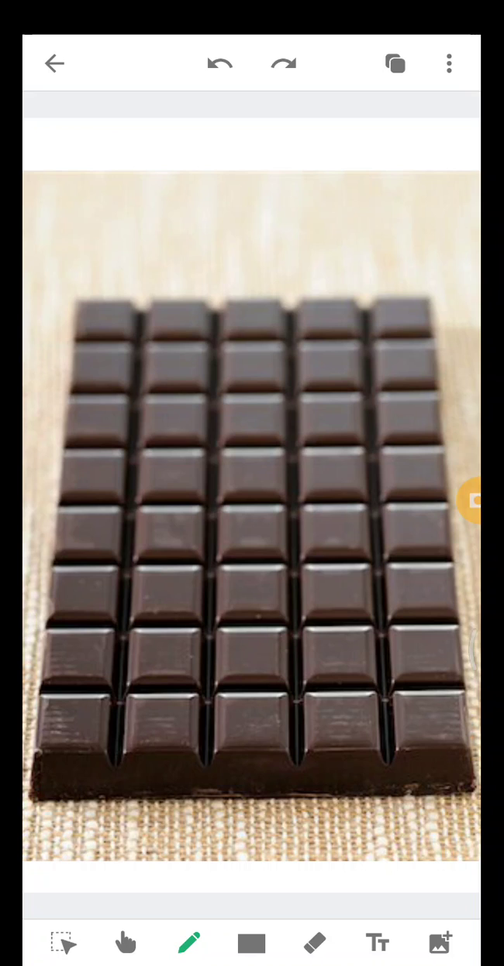So what shape is chocolate? What is the shape of this chocolate? This chocolate is rectangular. Okay, you find chocolates of different shapes. And this chocolate is rectangular and it has square pieces.